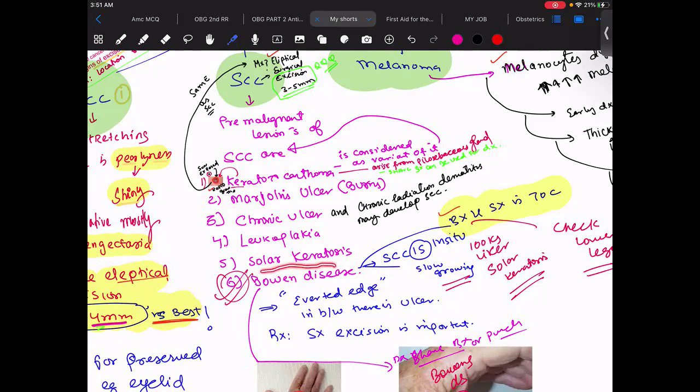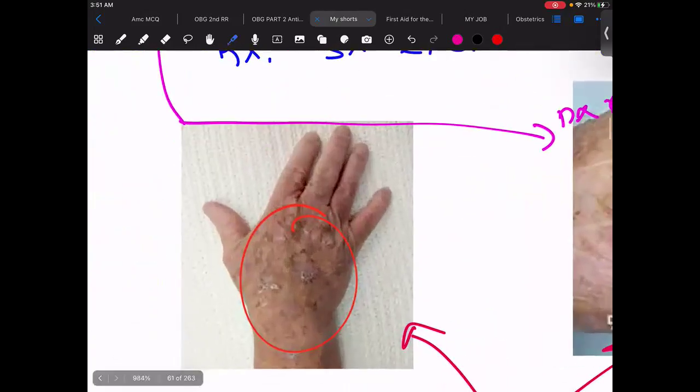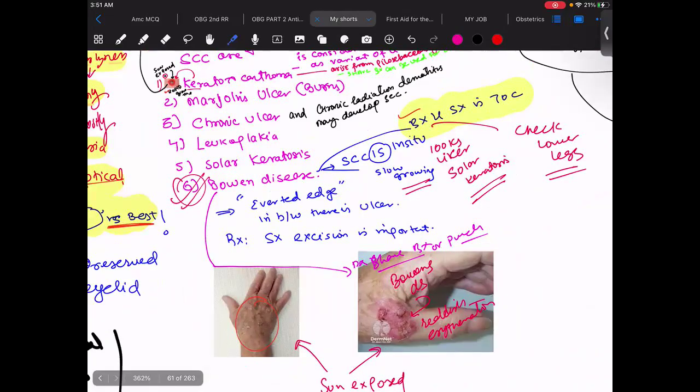Then we have solar keratosis. If you can see it over here, this keratosis is mostly seen in the sun exposed area and mostly at the back of the hand. Okay, as you can see it over here, this is a pre-malignant lesion of squamous cell carcinoma. There's another pre-malignant lesion, or we say that it is basically a squamous cell carcinoma in situ, and that is Bowen's disease. Okay, in situ Bowen's disease, that is basically your squamous cell carcinoma in situ.